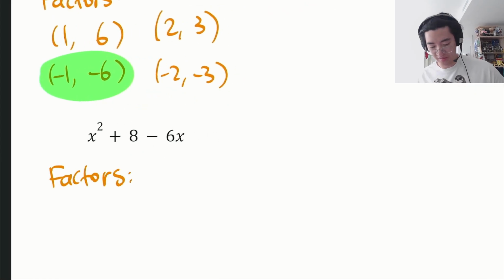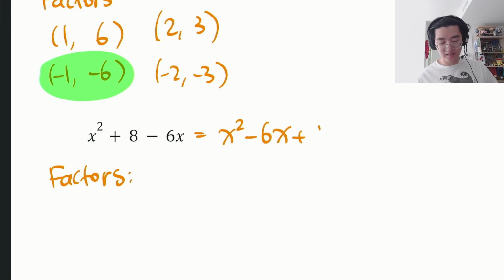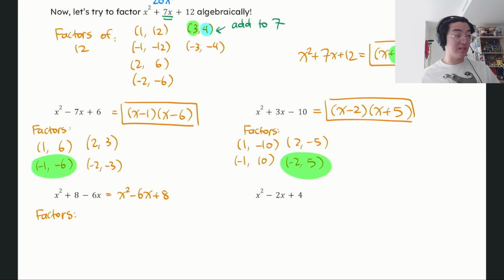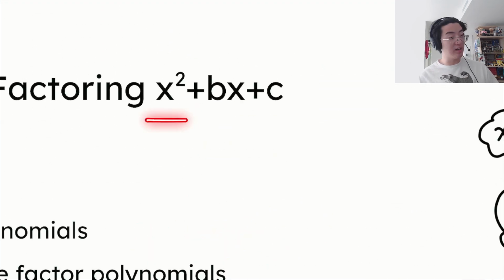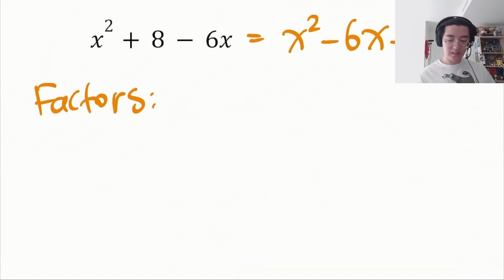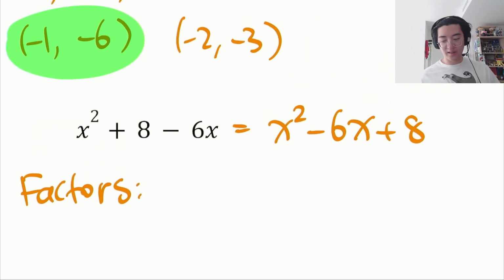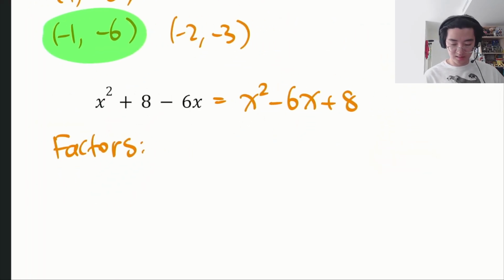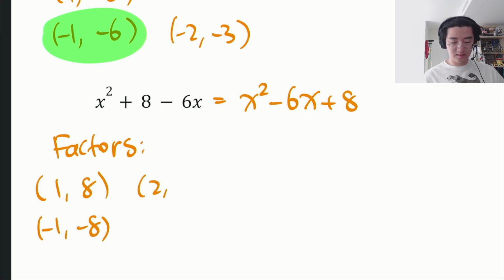Right, so this was kind of weird, right? This right here is not in the right order. Right, we always have to make sure that it's rearranged so that we have the x squared plus bx plus c form, right? It's always going to be an x squared and a number times x and then the constant at the end. So whenever you see something like this, make sure to rearrange it. But from there, business as usual, right? We just have 8. So 1 and 8, -1, -8, 2, 4, -2, -4.